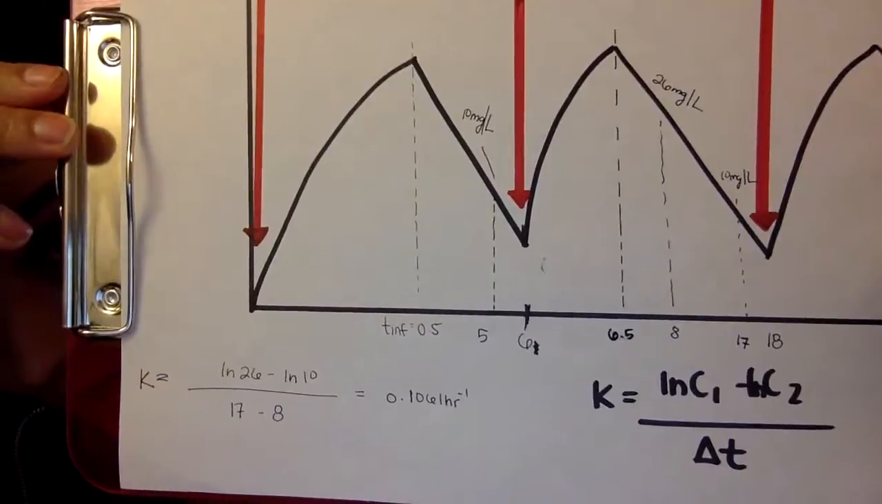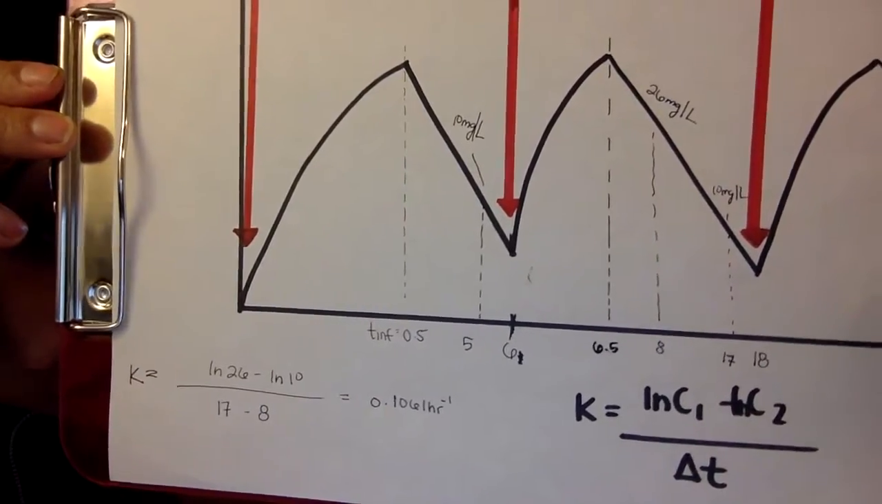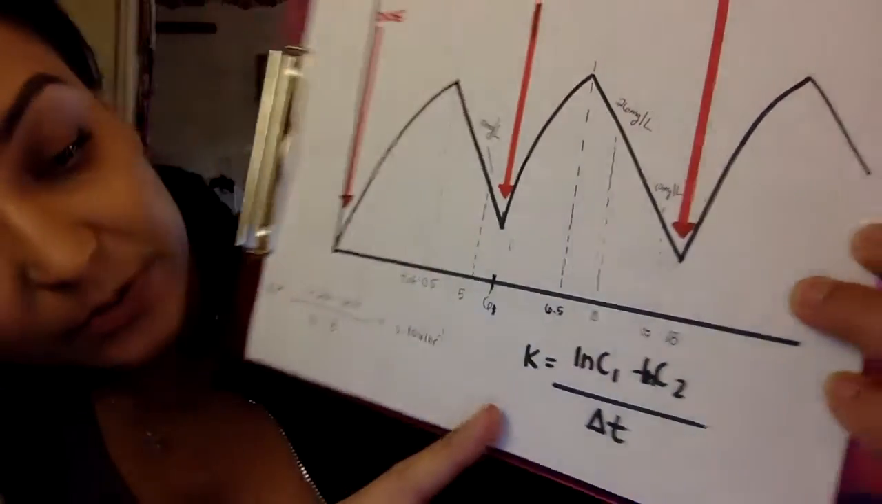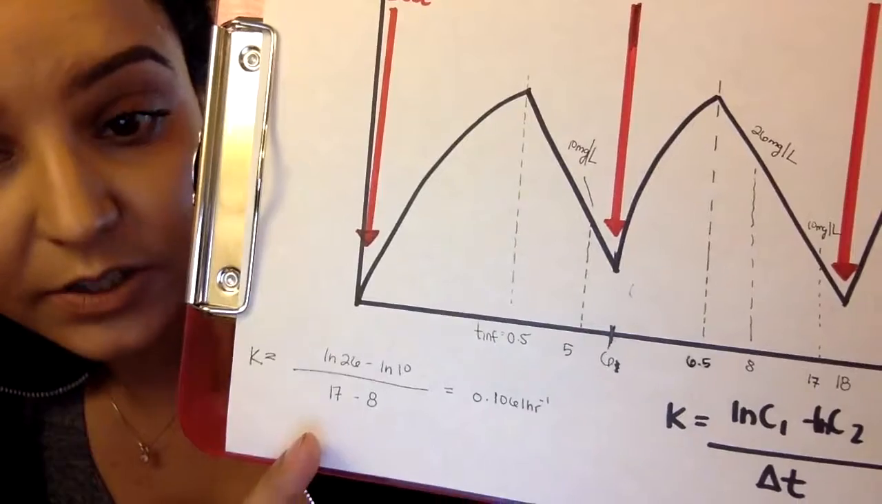So you have K equals ln of C1 minus ln of C2 all over delta T. And then to the right of it, you have everything solved. So now that we have K, that was pretty much the hard part. Everything from here on out should be relatively straightforward.